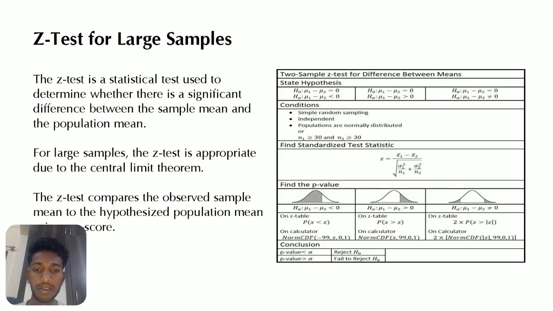Z-test for large samples. The Z-test is a statistical test used to determine whether there is a significant difference between the sample mean and the population mean. For large samples, the Z-test is appropriate due to the central limit theorem. The Z-test compares the observed sample mean to the hypothesized population mean.